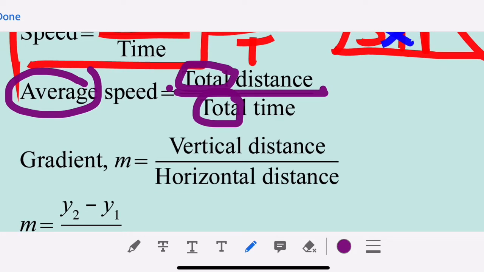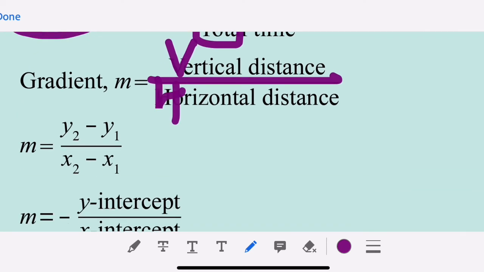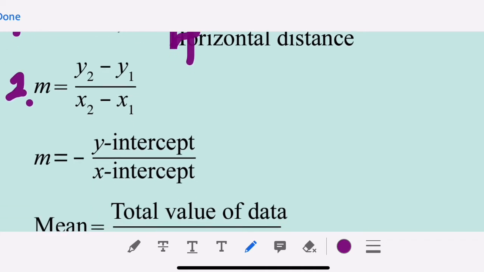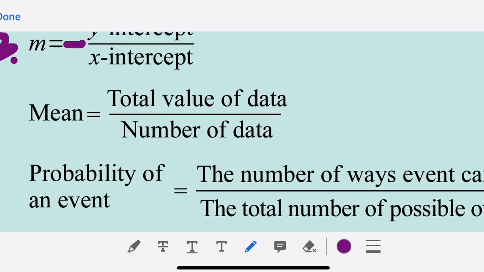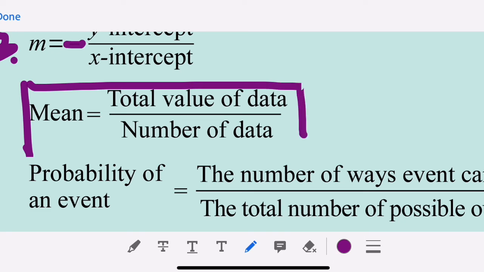And gradient can be written as vertical distance over horizontal distance. Or we can say gradient, we have three ways of representing gradient. y2 minus y1 over x2 minus x1. Or we can say it is negative y-intercept over x-intercept. And mean is the total value of data over number of data.